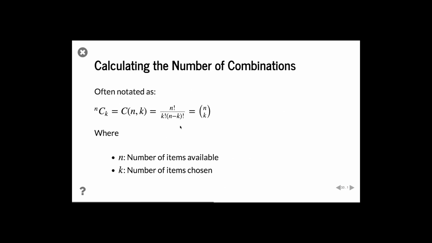And again, we have a similar formula for the number of combinations. You'll see here that this actually has an extra k factorial term on the bottom of the fraction. And what this tells us is that the number of combinations is always going to be a lot less than the number of permutations, because we don't have the option of rearranging them to generate extra permutations.